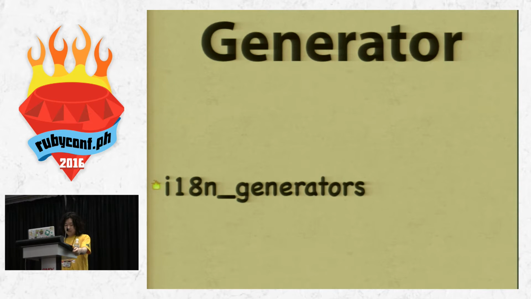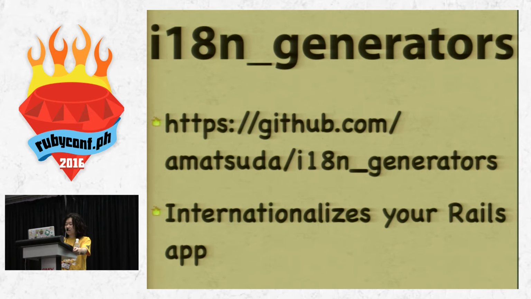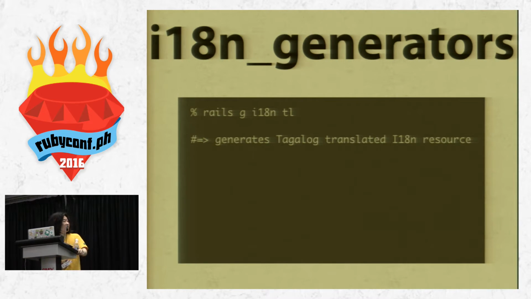The next thing I'd like to explain is the I18n generator. Here's an example called i18n_generators. With this gem, you can call a generator like this, rails generate i18n tl. So you can generate a Tagalog version of the I18n resource automatically.